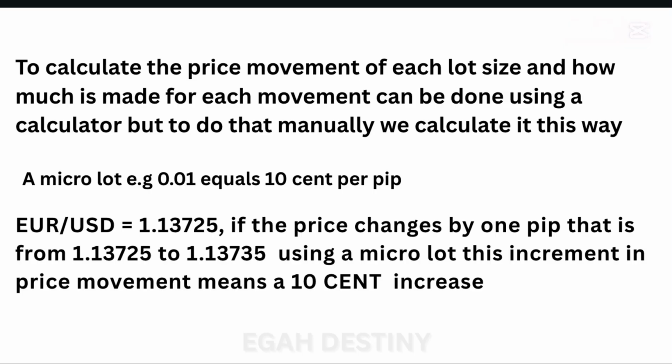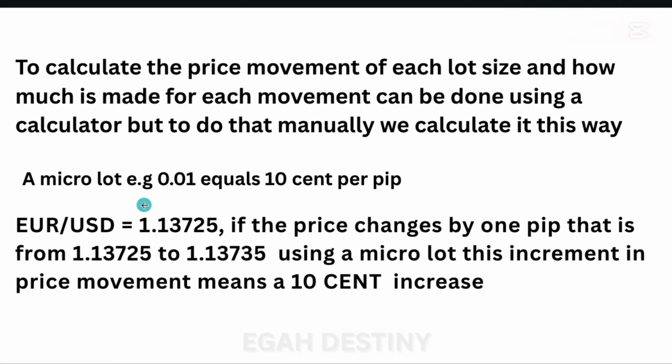A micro lot, e.g. 0.01, equals 10 cents per pip. Remember in our last video I talked about pip movement and how to understand it. Now, a micro lot, when used in a trade, every movement of a pip represents 10 cents.